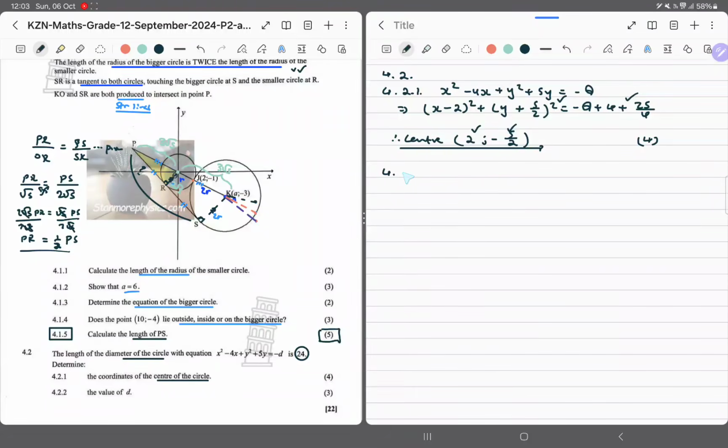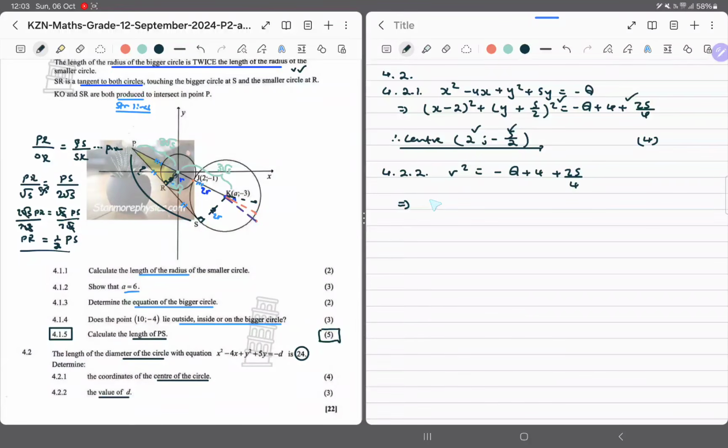So let's look at 4.2.2. We now need to find the value of d. Okay, that's easy. We know that r squared is essentially equal to this one, minus d plus 4 plus 25 over 4. That's what it is. Remember, that is the r squared.